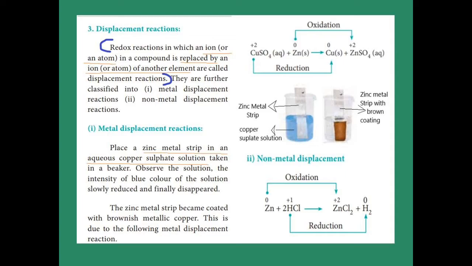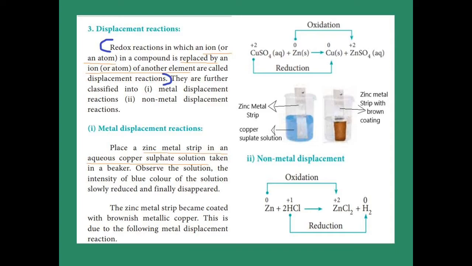Now see the reaction: copper sulfate, CuSO4, plus Zn. Here in copper sulfate, the copper possesses +2. Why is it +2? Because the sulfate is always -2, I told you, so the copper becomes +2 here. And zinc is a metal and an element, so its oxidation number is 0.